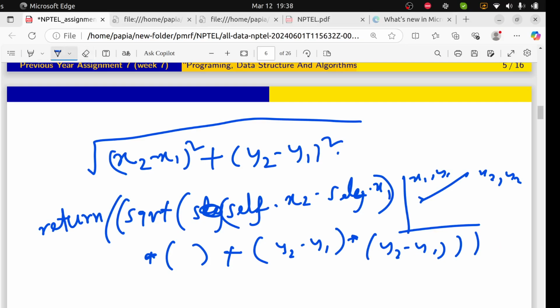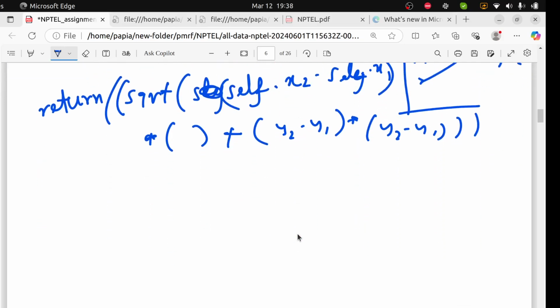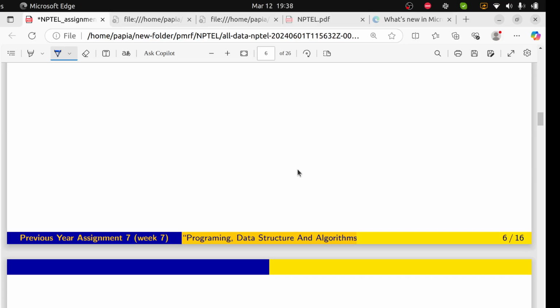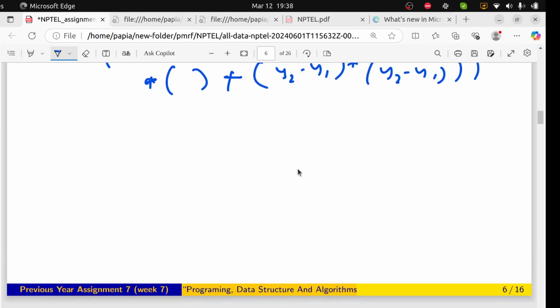So why should I do it from the origin? We don't need to do it from the origin. We will just simply take the difference of these two points, and we will do the same expression with the help of these differences. That's it. Okay, so maybe that will be a new question. Who knows whether that will be a question or not?